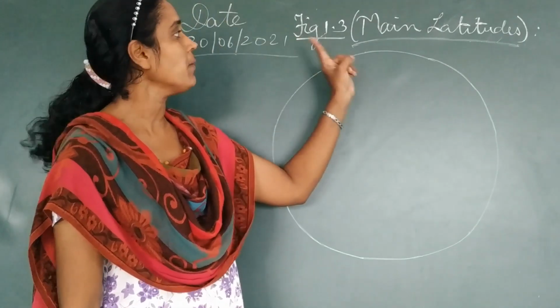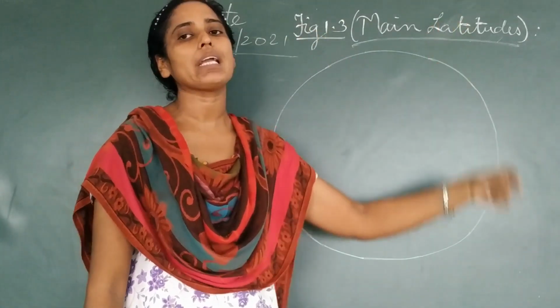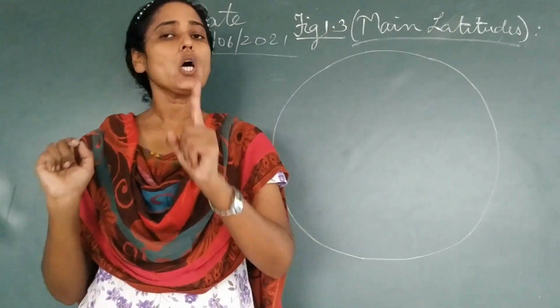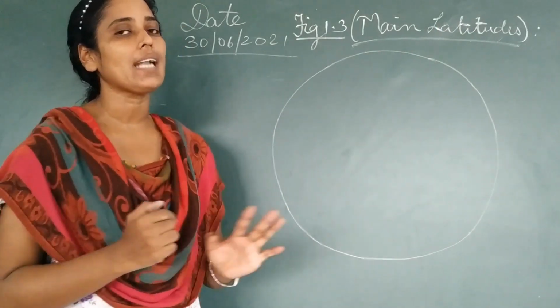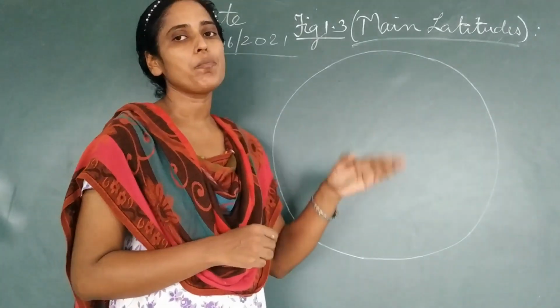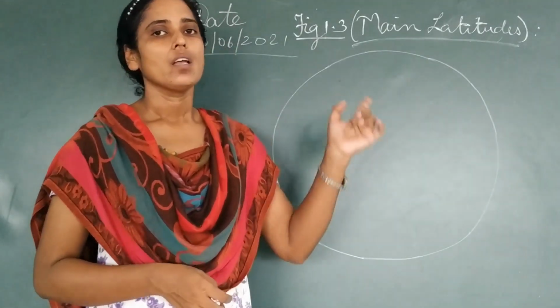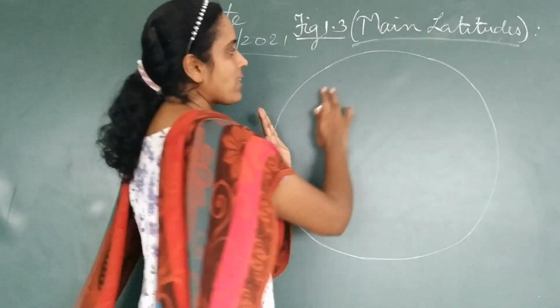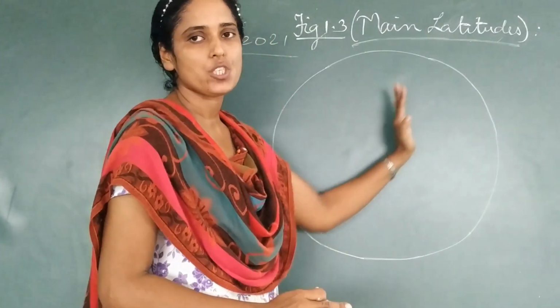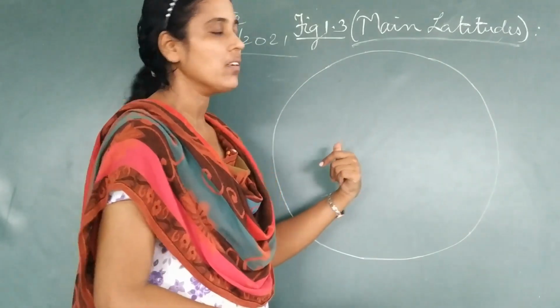Two figures we have done already. Figure 1.3 heading is main latitude. Okay students, we saw 0 degree equator on the globe. Now we'll see the other important latitudes which are of much importance for measurements. Just as we saw in the previous figure, the central part, we have to imagine this as the Earth, the circular portion as the Earth, this sphere as the Earth.